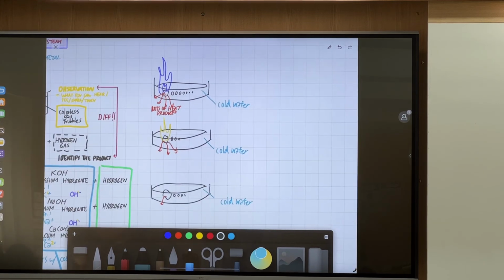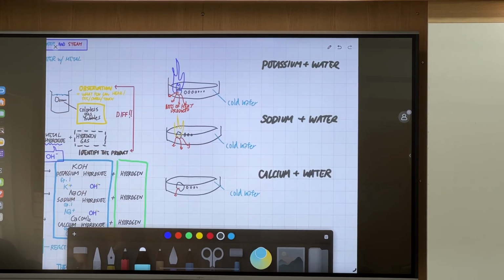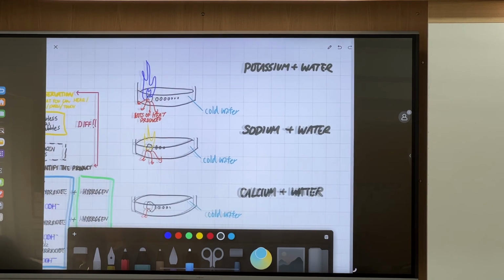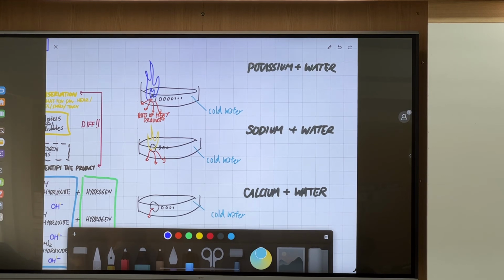So this is the difference between potassium with water, between sodium with water, and finally between calcium and water. So can you jot down a few key points in here? When you add potassium into water, you will see a lilac flame. And also lots of heat will be produced.